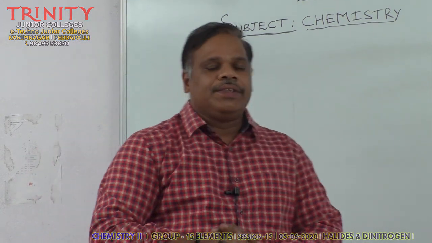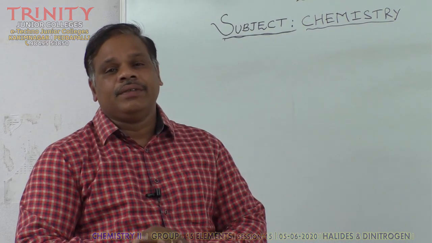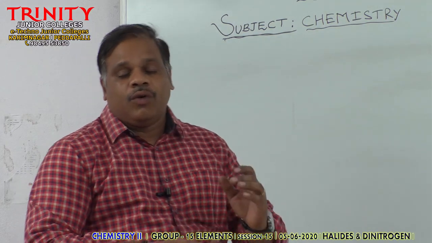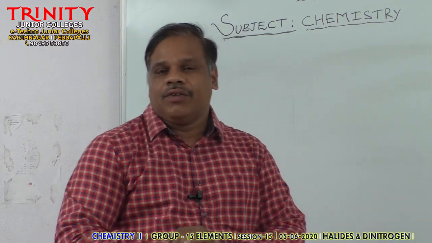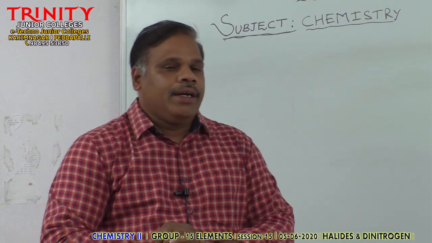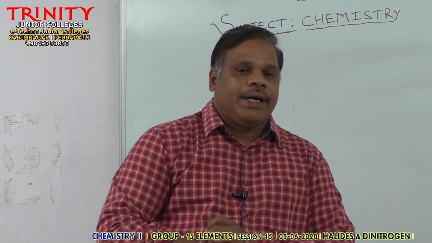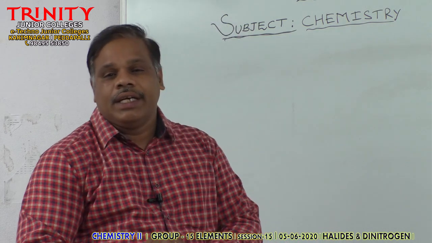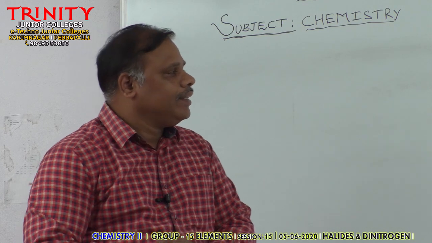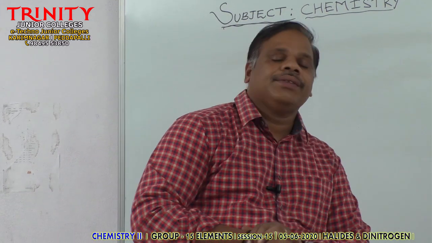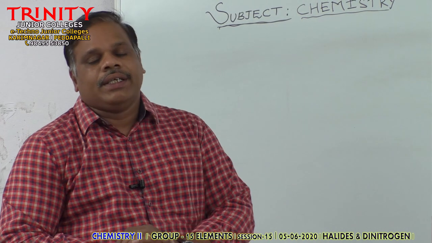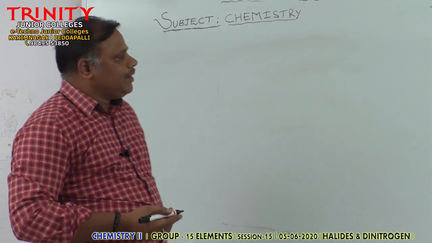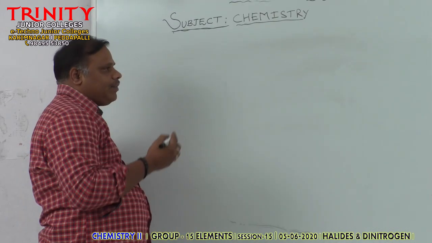In the last class, I completed oxides. Then we discussed group 15 elements. In group 15 elements, hydrides and oxides are completed. Today we will discuss halides, then properties, and then dinitrogen, nitrogen and its compounds. Halides means reactivity towards halogens.